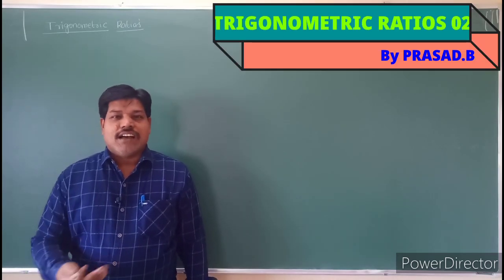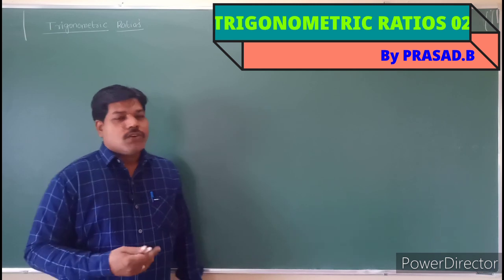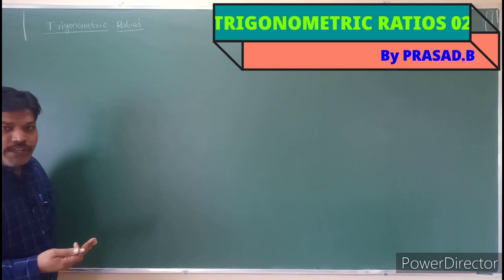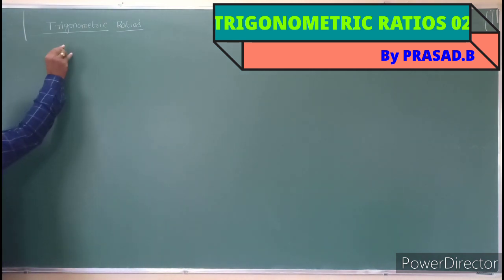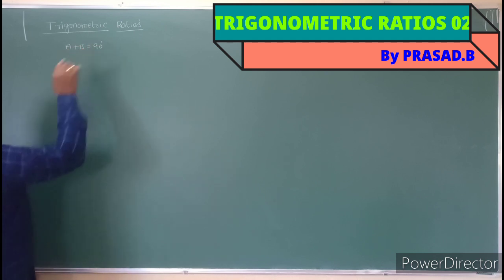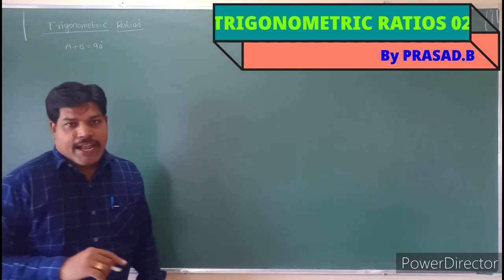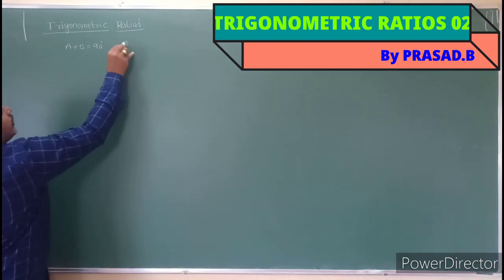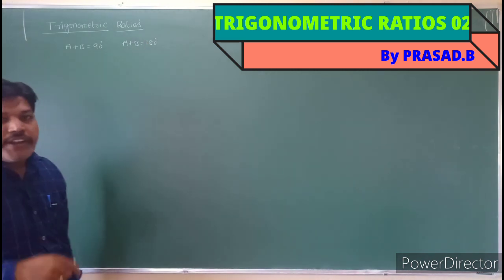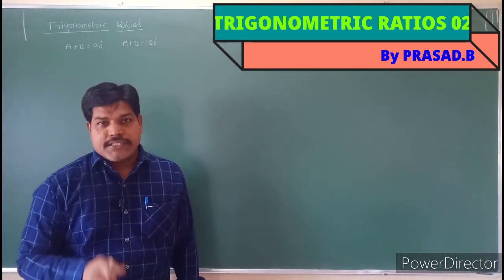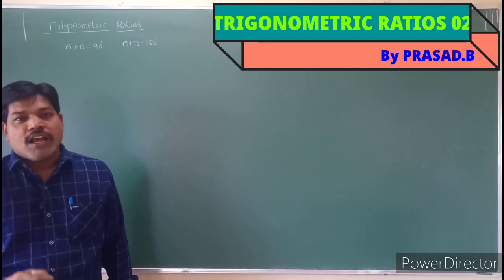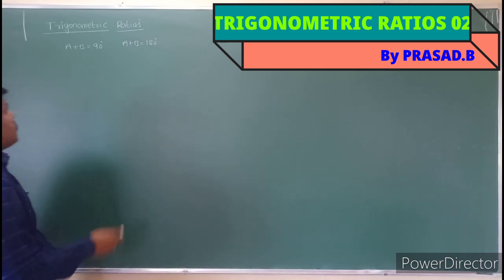See students, see the trigonometric ratios synopsis. If two angles A, B are said to be complementary angles, what is the meaning of complementary angles? It is nothing but A plus B is equal to 90 degrees. Then A, B are called complementary angles, and if A plus B is equal to 180 degrees, then it's called supplementary angles. A plus B is equal to 90 is called complementary angles, and A plus B is equal to 180 is called supplementary angles.